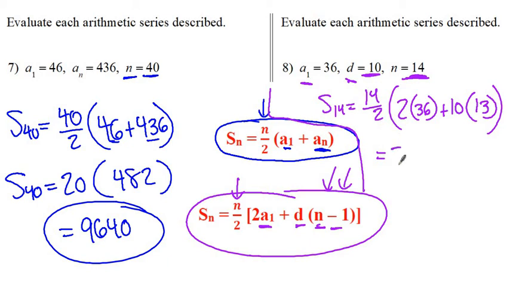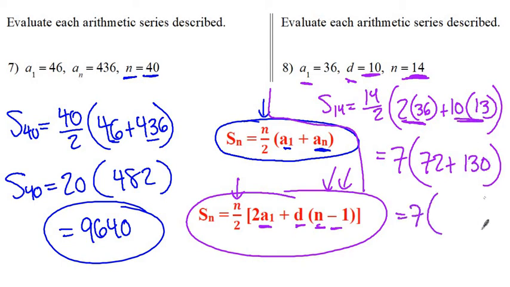So then we get 14 over 2 is 7, and then in parentheses 2 times 36, 72, plus 10 times 13 is 130. That's going to come out to be 7 times 72 plus 130 is 202. And then when we multiply that, we get 1,414. That's the sum of that series.